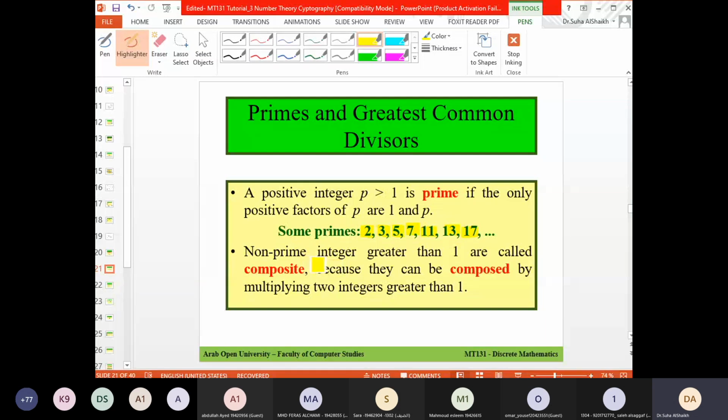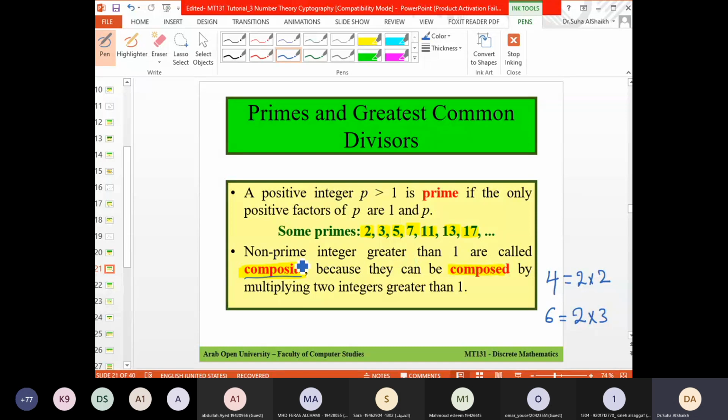A non-prime integer, the integer that is not prime, we call it composite. Composite in Arabic means can be decomposed. Because it can be composed as a multiplication of two integers that are greater than 1. For example, 4 is not a prime because it's a multiplication of 2 times 2. We have, for example, 6 is not a prime because it's a multiplication of 2 times 3. It's composite in this case. It can be composed as a multiplication of two numbers.